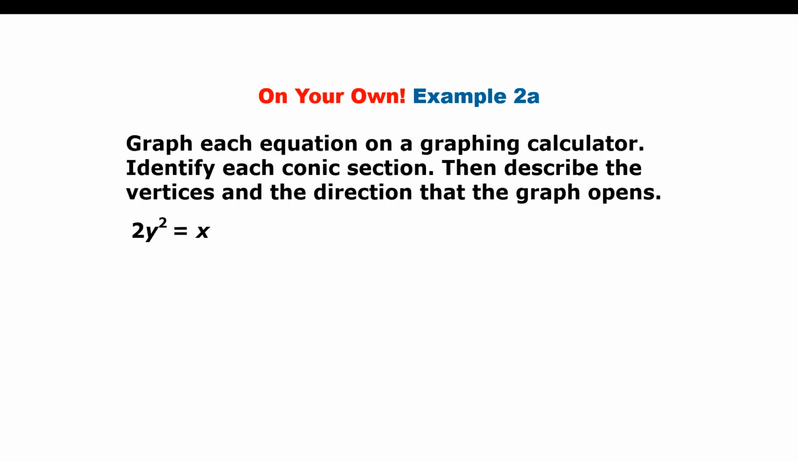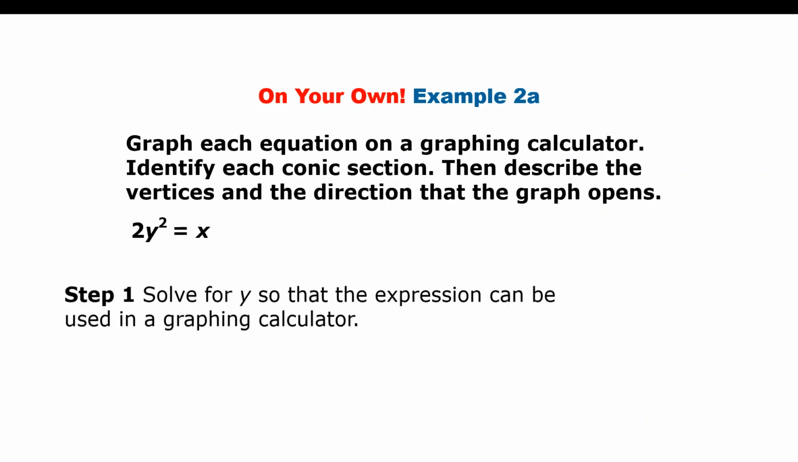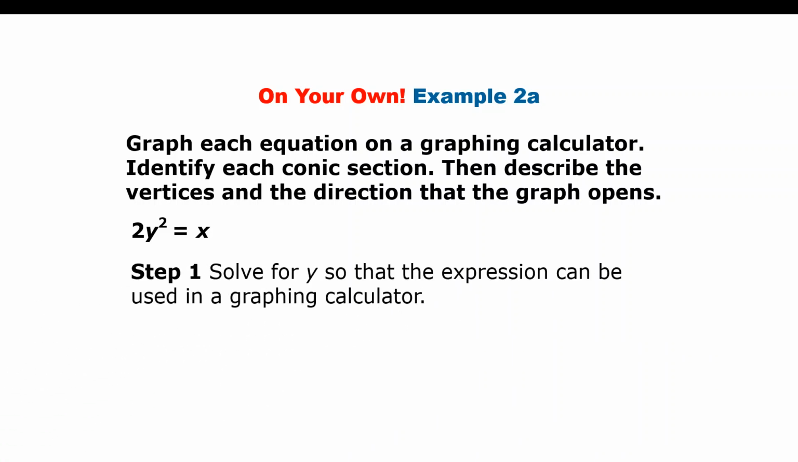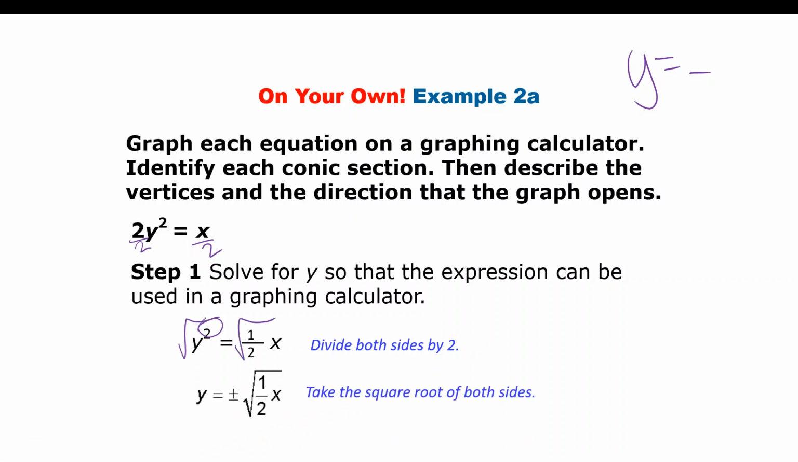All right, so here we are to graph each equation on the graphing calculator. So in order to do that, the first thing we need to do is go ahead and solve for y first so that we could put it into y equals. All right, so our goal, remember, is going to be y equals something. So right now we have 2 with it, so we need to divide both sides by 2. And we end up with y squared equals 1/2 x. Remember, we still have to deal with this little square here. So if we take the square root of both sides, we end up with y equals plus or minus the square root of 1/2 x.